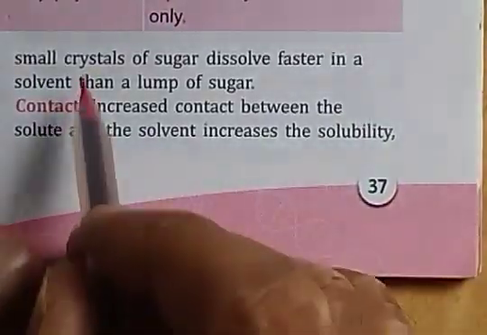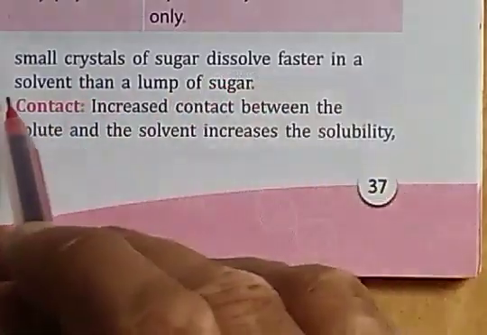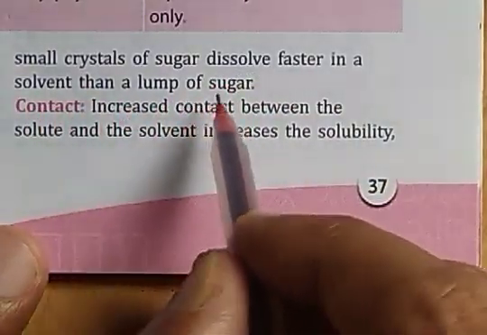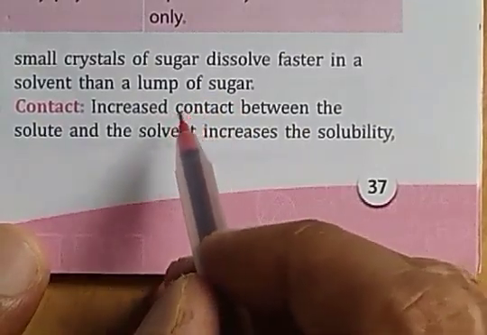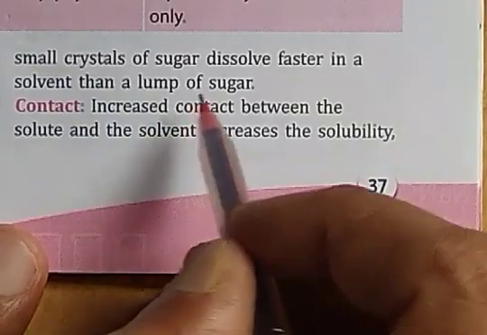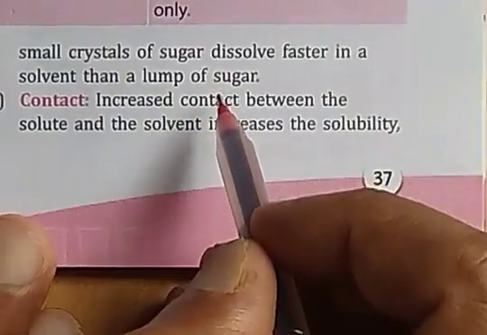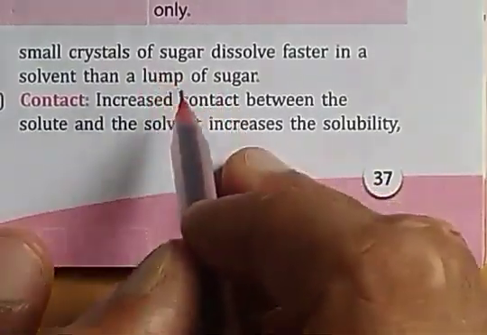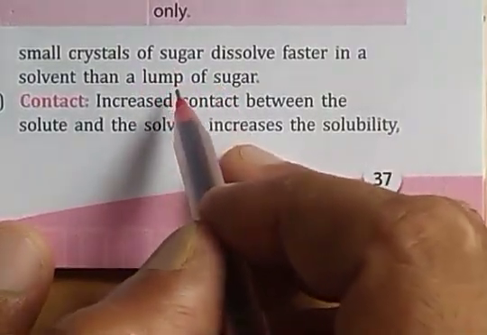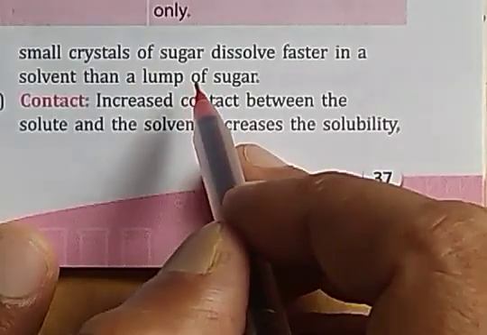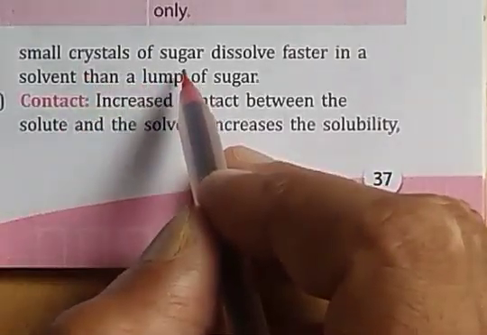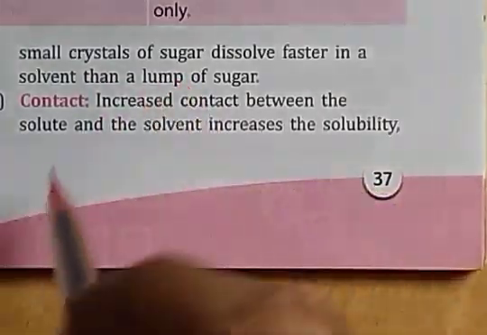As you know, a small crystal of sugar dissolves faster in a solvent than a lump of sugar. The lump of sugar is called misri. When we dissolve a misri in water, it takes more time because its solubility is less due to its bigger size. But the crystal of sugar dissolves faster.